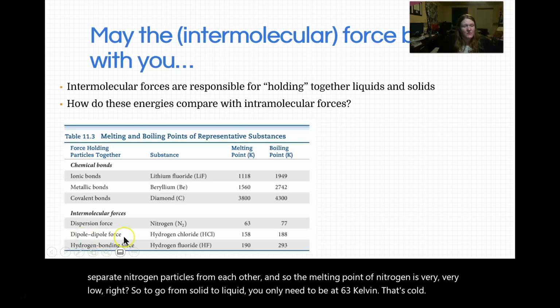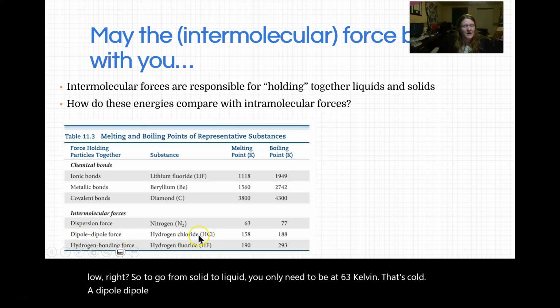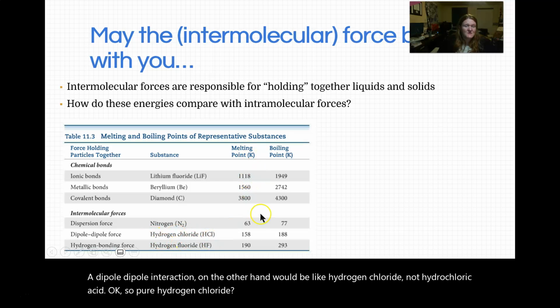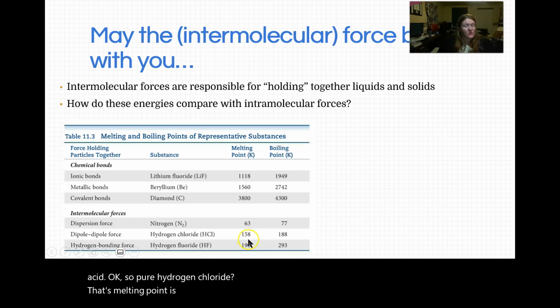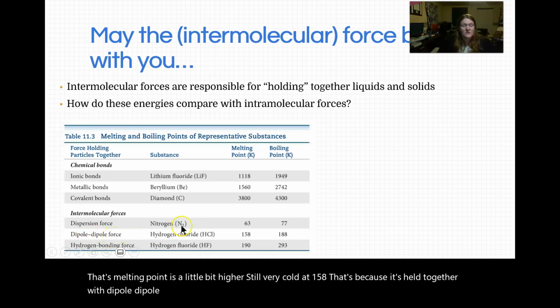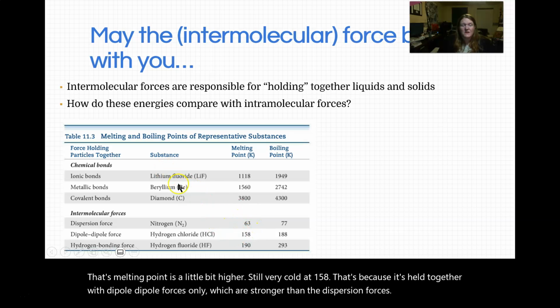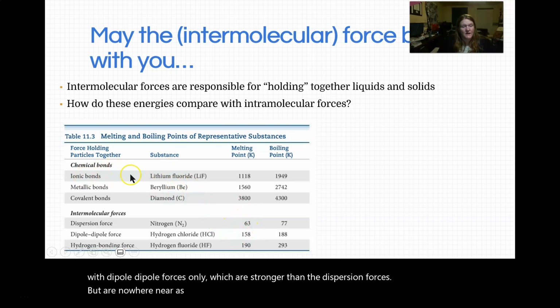A dipole-dipole interaction, on the other hand, would be like hydrogen chloride. Not hydrochloric acid, okay, so pure hydrogen chloride. Its melting point is a little bit higher, still very cold, at 158. That's because it's held together with dipole-dipole forces only, which are stronger than dispersion forces, but are nowhere near as strong as even ionic bonds, which are the weakest bond.